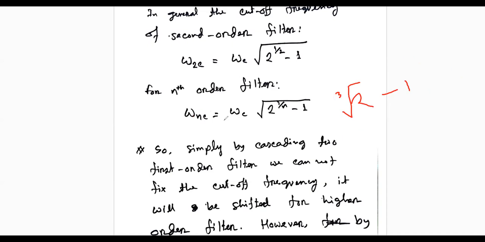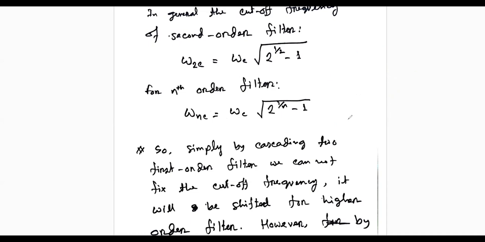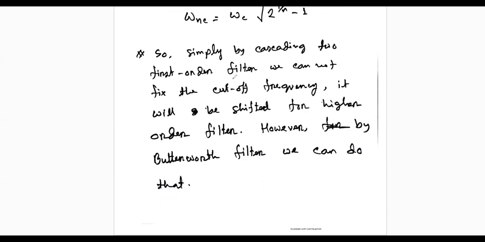and this is not very convenient for the design purpose. Why? We want to make the nth cutoff frequency equal to our actual cutoff frequency. We want to make this one, but due to the characteristics of the passive filter, it is not possible. It is only possible if you put all the resistance and the capacitance equal in value. So simply by cascading 2 first order filters, we cannot fix the cutoff frequency. It will be shifted for higher order filters.